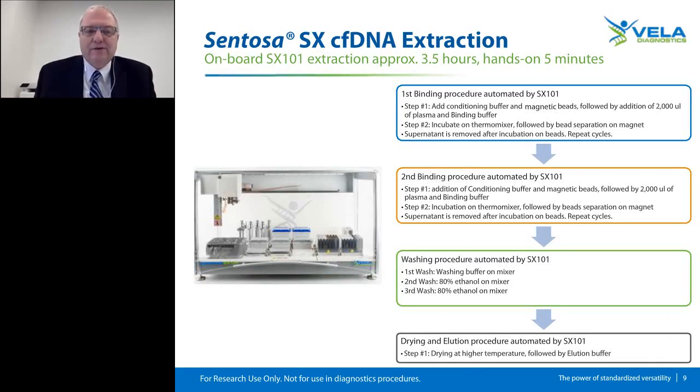Okay, once the plasma is on the deck of the robot, the first thing we do is go through a binding procedure, which is automated by the SX101. Okay, followed by a second binding procedure on the SX101, followed by the washing procedure. Okay, and then finally the drying and elution procedure on the SX101.